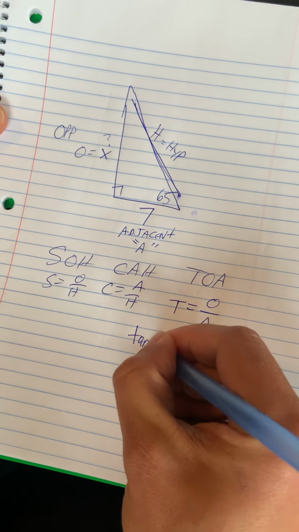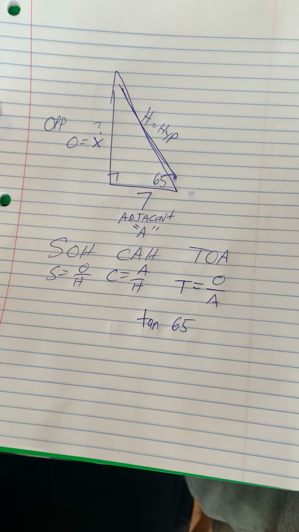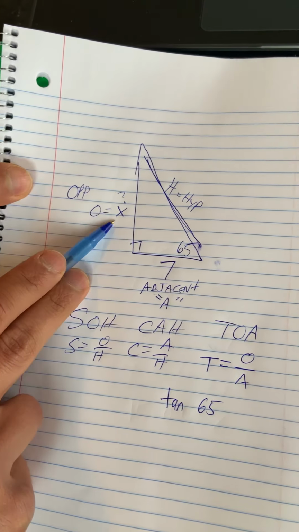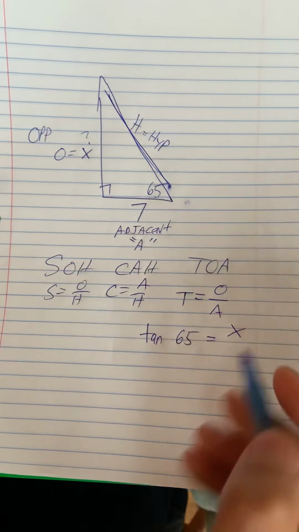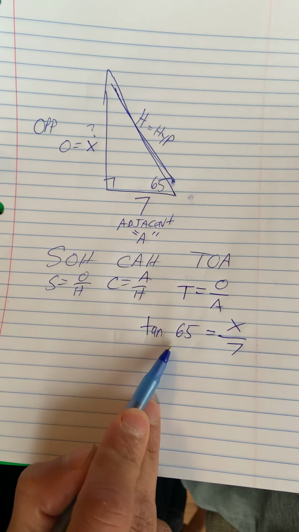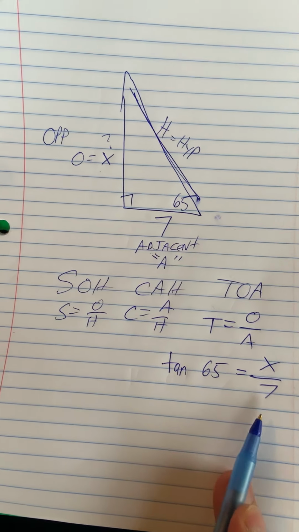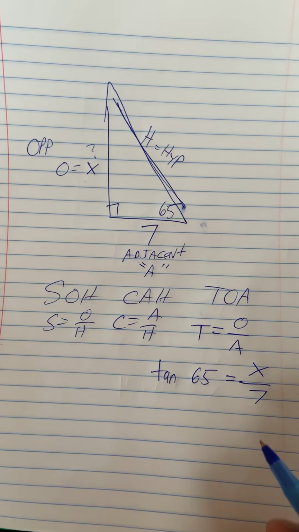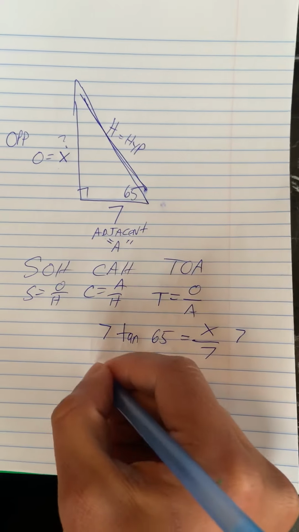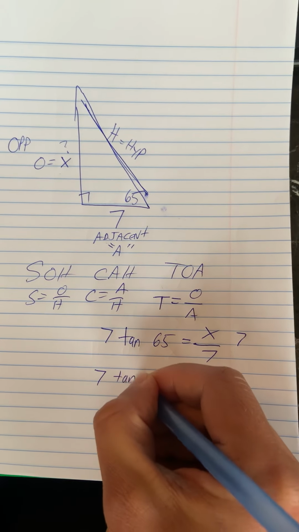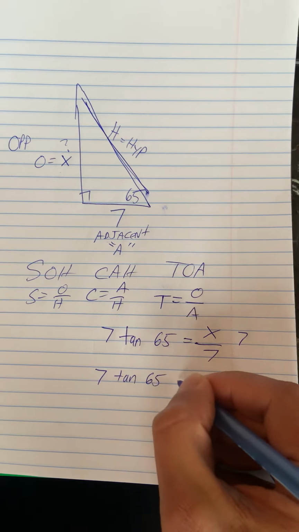So I'm gonna write down tangent of 65 because that's our reference angle. What was the opposite side? It's X. And what is the adjacent side? It's 7. So tangent of 65 equals X over 7. Now we learned in algebra this year and last year, if you're dividing by 7, you do times 7 on both sides. So now my left side is 7 tangent of 65.